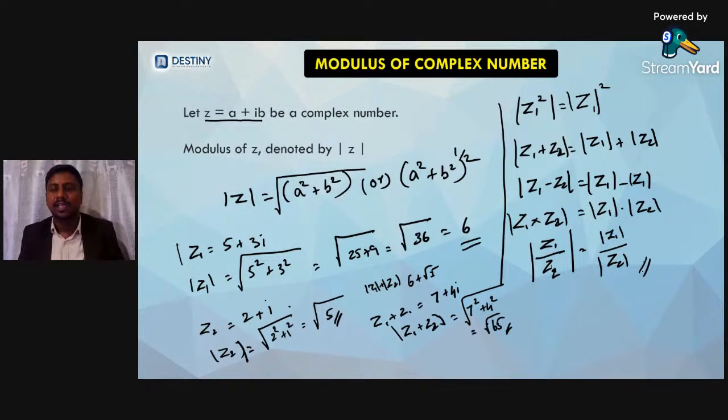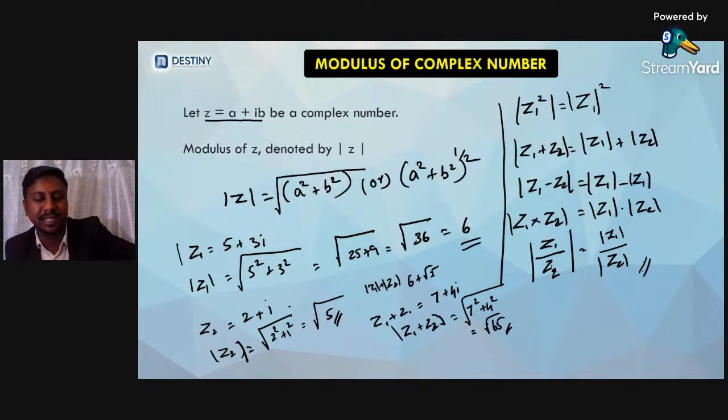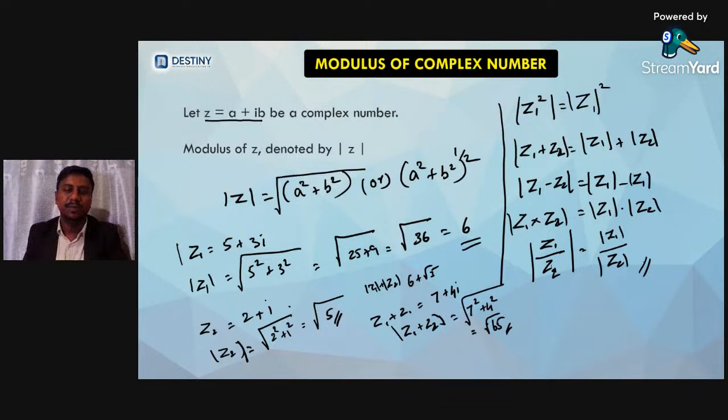Okay. This may be asked in your exams. If they give two numbers z1 and z2 and ask you to just prove the modulus addition or subtraction properties, you have to write it down. So if they ask you to prove the properties of modulus, you can prove it easily based on whatever numbers they have given.